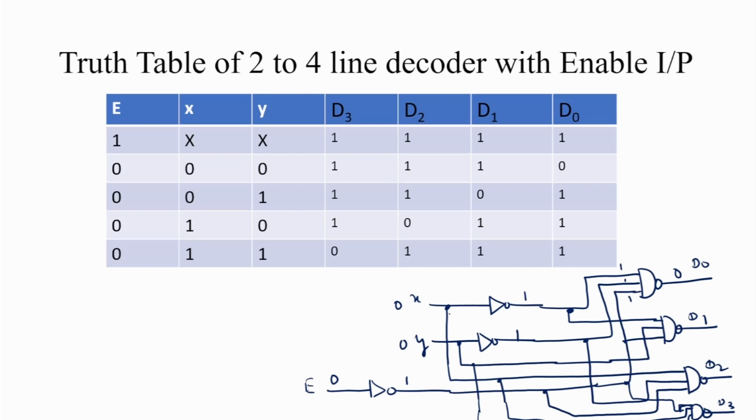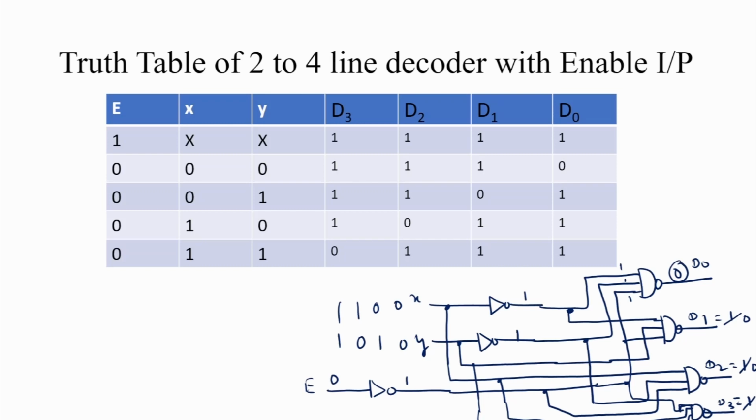in this case x is connected directly, this is x complement, and y is directly connected, means y is 0, and when any one of the inputs is 0 in case of a NAND gate, the output is 1. D1 becomes 1, D2 is 1, D3 is 1. So which particular output line is active? The output line whose value is 0, that means D0. Similarly, in the case of 0 1, D1 is 0. Similarly, in case of 1 0, D2 is 0 and the rest are 1 1 1, and similarly when x and y are 1 1 and E is 0, D3 is 0 and the rest are 1 1.